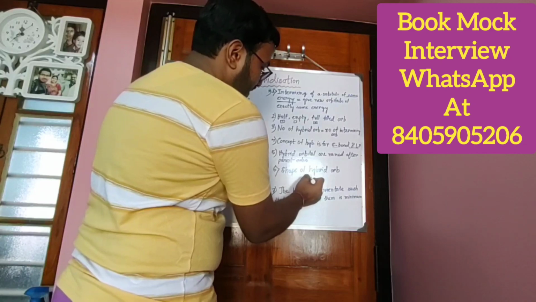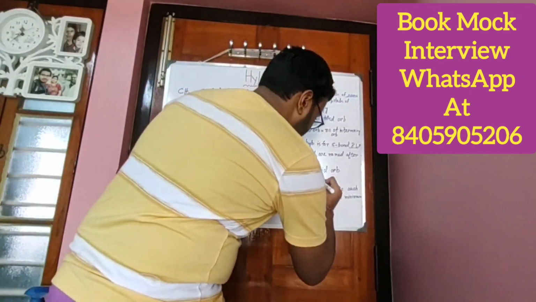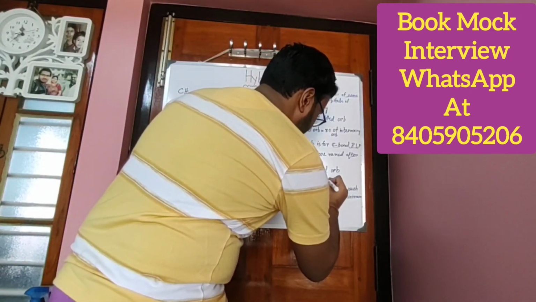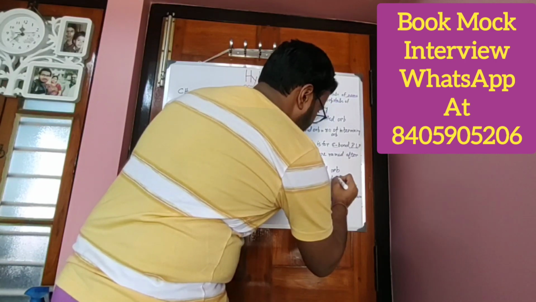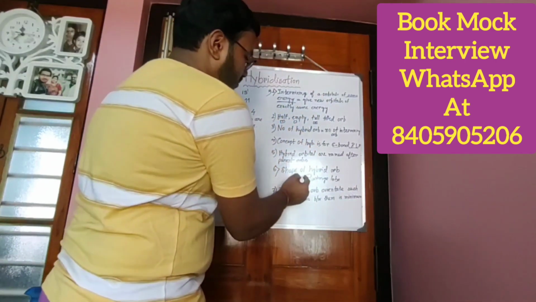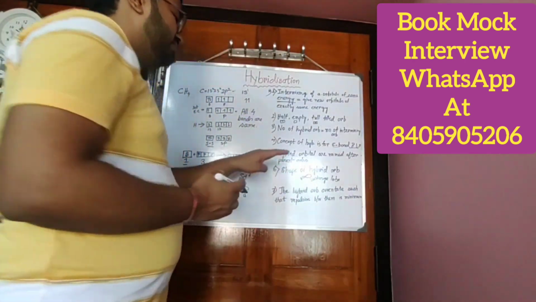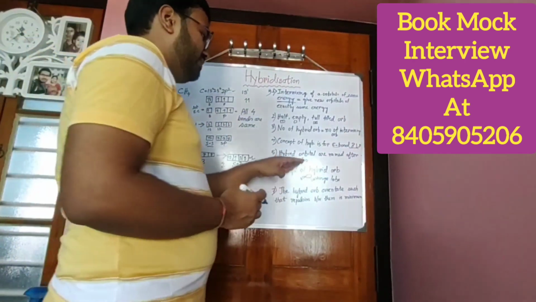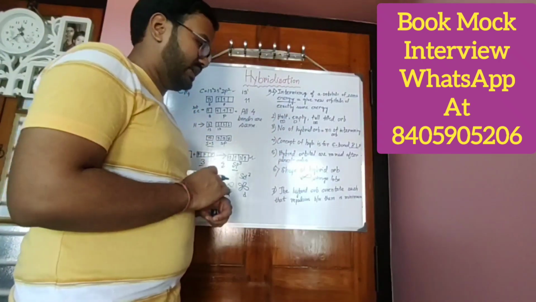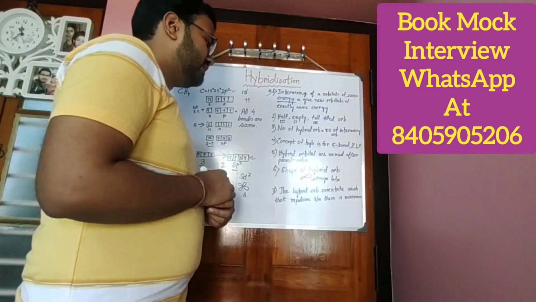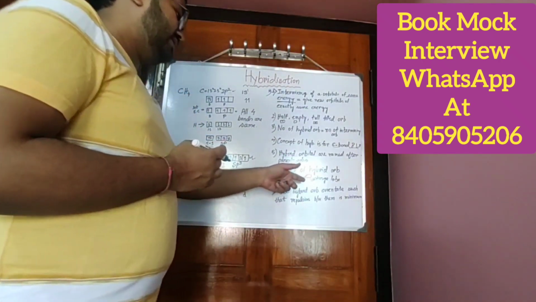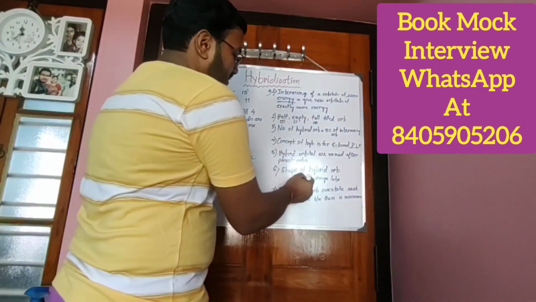This is the large lobe. This is the large lobe. And this is a smaller lobe, and we can ignore it. First you remember that this will be the structure of hybrid orbitals, and after that you will definitely see that this smaller lobe can be ignored.